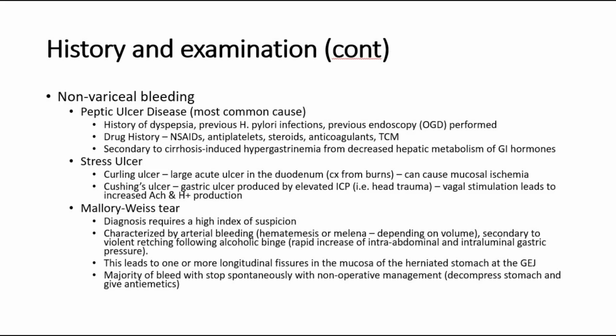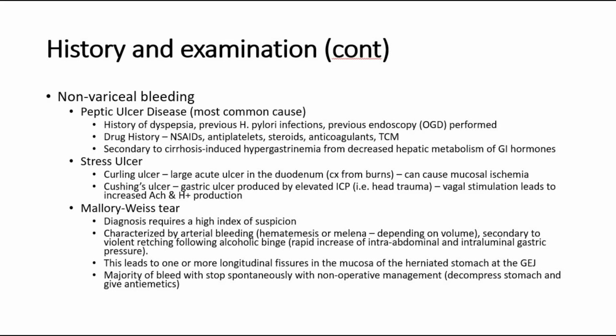Non-variceal bleeding can be due to many causes. Peptic ulcer disease is the most common cause. Ask for history of dyspepsia, previous H. pylori infections, previous endoscopy performed. Drug history like NSAIDs, antiplatelets, steroids, anticoagulants. Secondary to cirrhosis-induced hypergastrinemia from decreased hepatic metabolism of GI hormones.